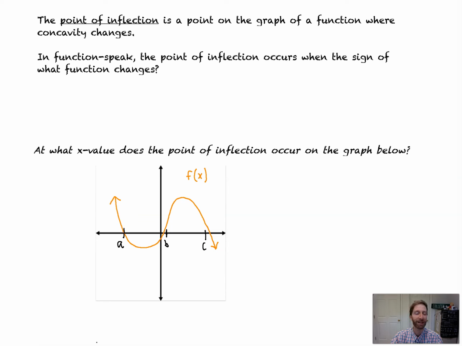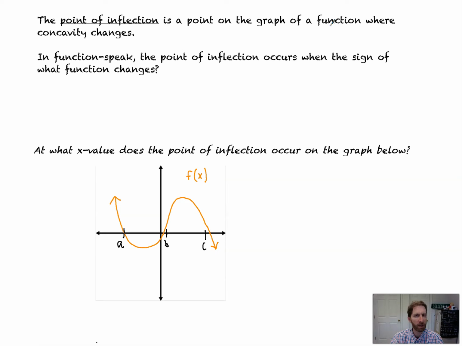All right, here we go. We're jumping into the point of inflection. So the point of inflection is a point on the graph of a function where the concavity changes. So you go from concave down to concave up, or concave up to concave down.